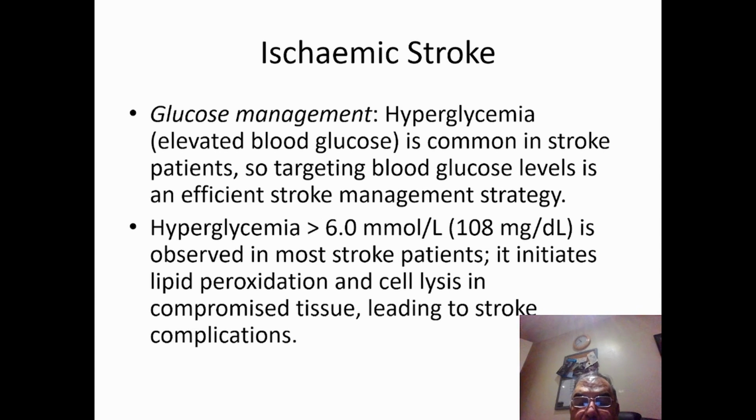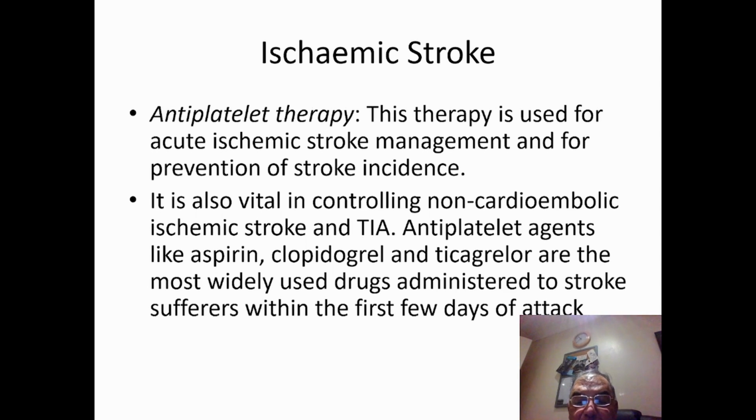It's important to control the blood sugars and maintain the blood sugars within range, as having uncontrolled hyperglycemia leads to post-stroke complications. Patients are started on antiplatelets, usually dual antiplatelets in the beginning with clopidogrel and disprin, and subsequently a single antiplatelet. And various antiplatelets are available, including ticagrelor.